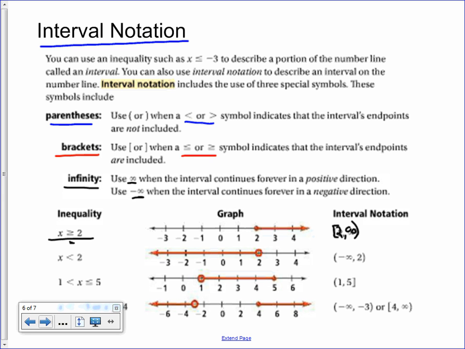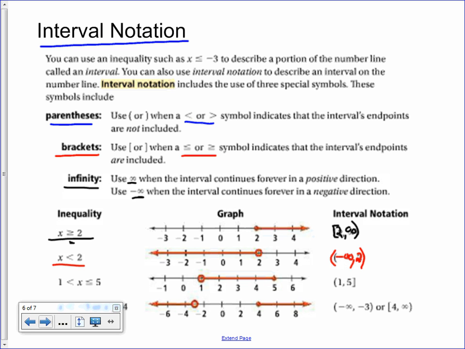If we look at the second one, x is less than 2. So now we're coming from negative infinity on the left-hand side, and we're going to a positive 2. And again, it's not equal to 2, so we're just going to use parentheses for both of those.